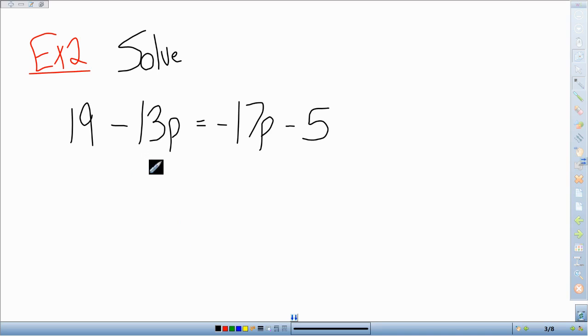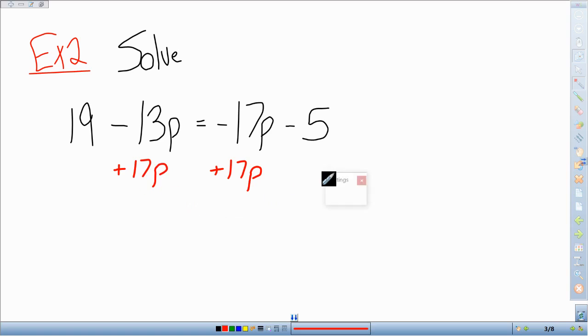All right, so I noticed we have these p's on both sides of the equal sign. So now let's get them to the same side. I can bring the 13p to the right. I can bring the 17p to the left. It's completely up to me. I'm going to choose to bring the 17p over to the left. It's a negative 17p, so I have to add 17p.